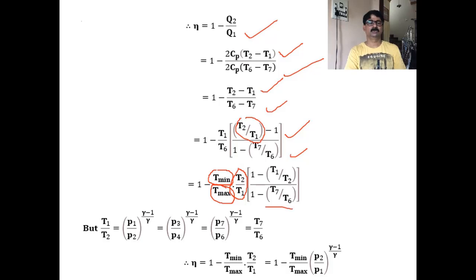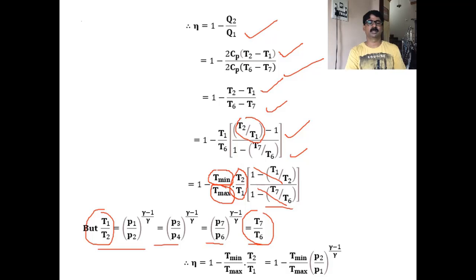Now as we know, all the compression and expansion processes are isentropic. So T1 by T2 you can write as (P1 by P2) to the power (gamma minus 1) by gamma, which is also equal to (P3 by P4) to the power (gamma minus 1) by gamma, which is also equal to (P7 by P6) to the power (gamma minus 1) by gamma, which can be written as T7 by T6. That means T1 by T2 is equal to T7 by T6. So these two terms get cancelled.